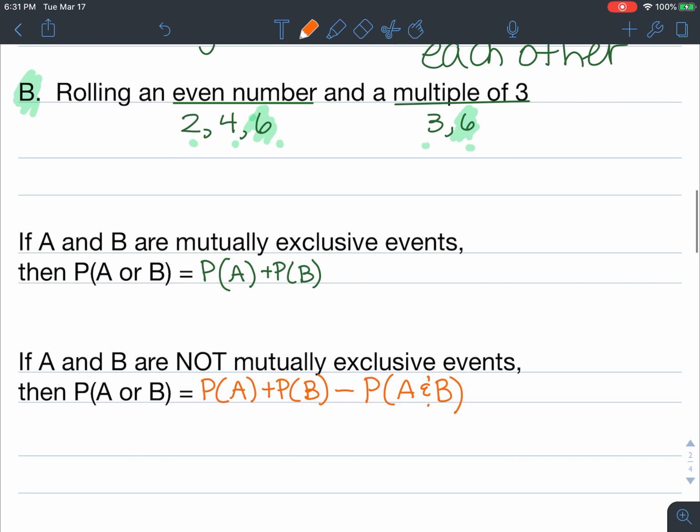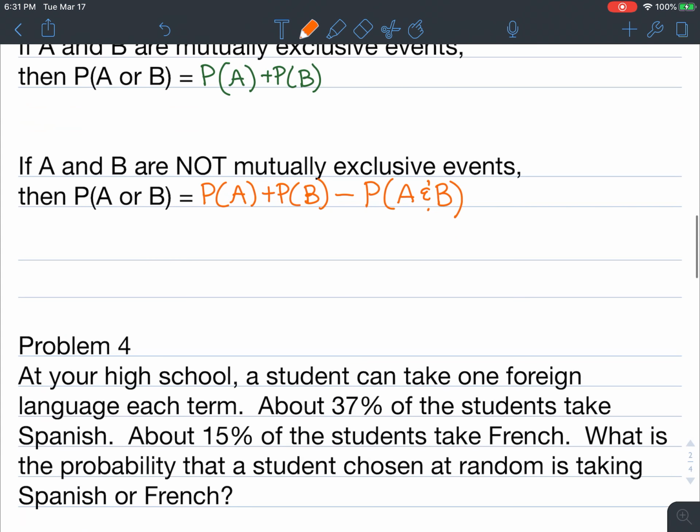So let's go back to this rolling an even number. The probability of rolling an even number or a multiple of 3 would be 1, 2, 3, 4, 5 out of 6, but minus 1 out of 6, minus the probability of being an even number and a multiple of 3 at the same time. And the only number that can happen with when you're rolling a die is 6.